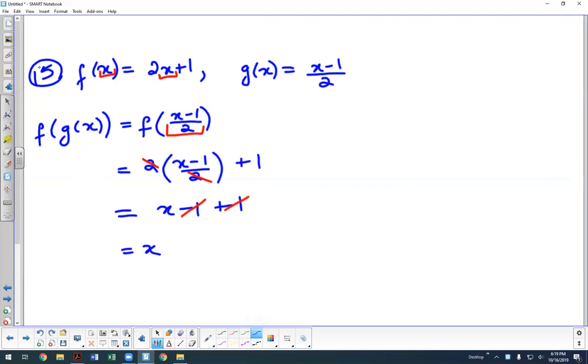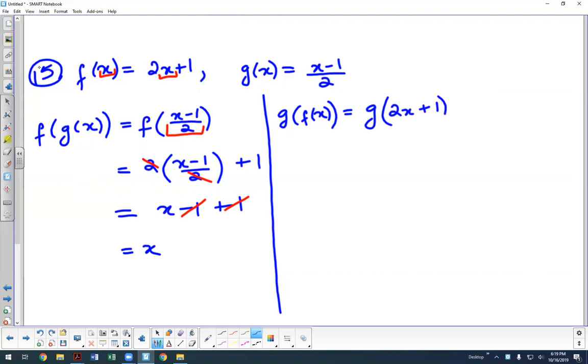And this is what we wanted, because if this composition works, obviously things are looking good, but we still need to do the reverse order to make sure the other way is also going to give us an x value, and that's how we know these guys will be inverses of each other. So let's do g of f of x now. That means inside the g function, we're going to put 2x plus 1, which is coming from the f.